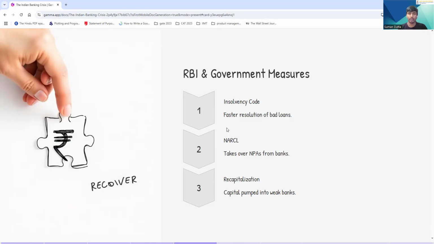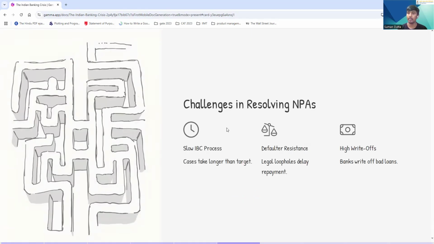Now there are a couple of challenges in implementing all these resolving mechanisms. First is the slow IBC process, second is defaulter resistance as usual, and there are high write-offs. Slow IBC means these cases take longer than the target time. Restructuring loopholes allow defaulters to delay repayments, and instead of recovering loans, banks write off NPAs, leading to recapitalization dependency. And there is also a shift from corporate lending to personal and MSME loans, increasing the risk of future NPAs.